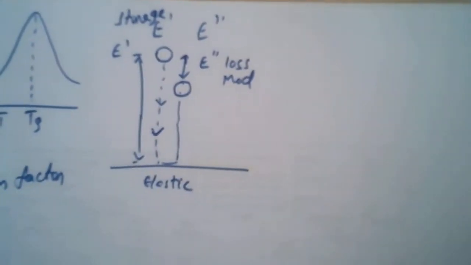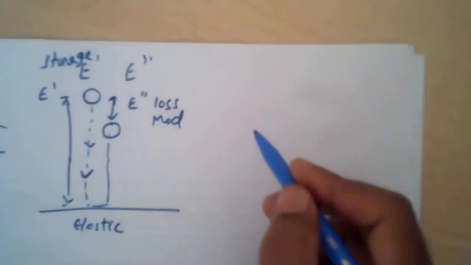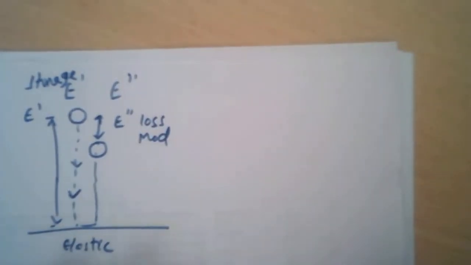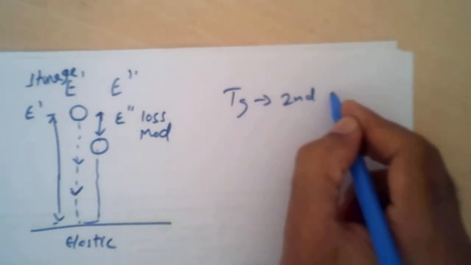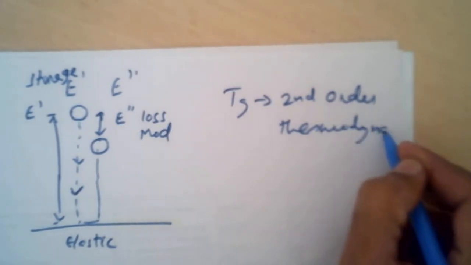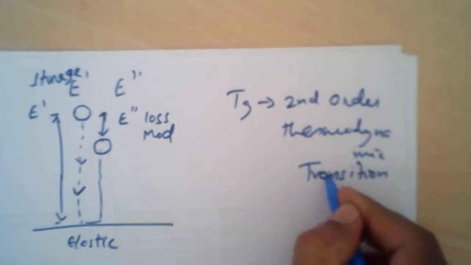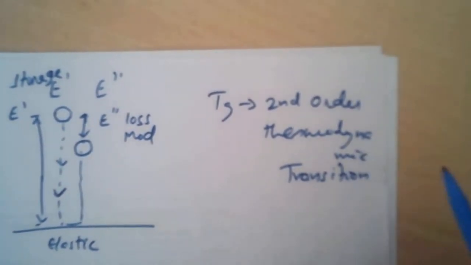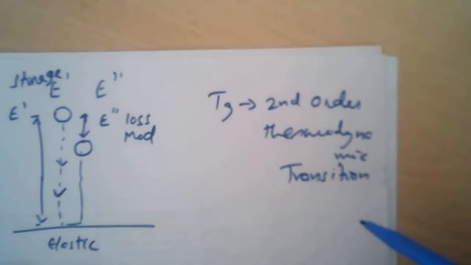Okay, coming back to glass transition temperature. Now glass transition temperature is a second order thermodynamic transition. Tg is a second order thermodynamic transition. Sometimes it is also referred to as a pseudo second order thermodynamic transition, but mostly it's a second order thermodynamic transition.